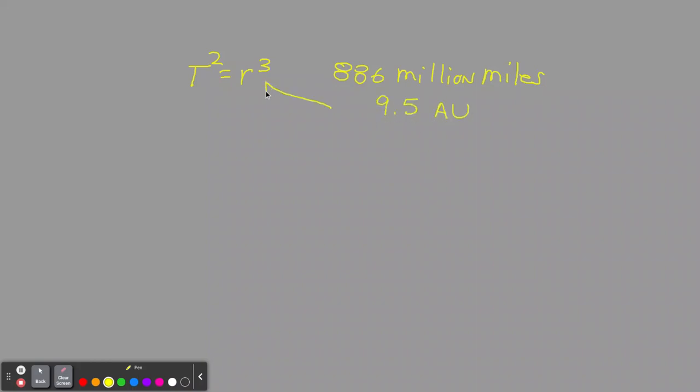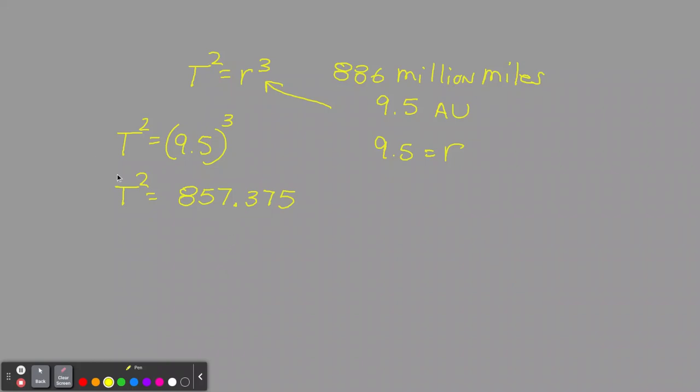So we already have this answer. 9.5 is r. 9.5 equals r. It does not equal r cubed. So we're going to say t squared equals 9.5 cubed. Because remember, 9.5 is r. T squared then will equal about 857.375. You do that on your calculator.